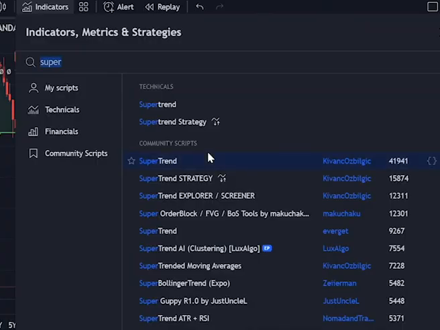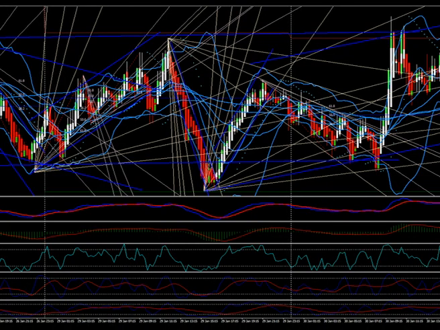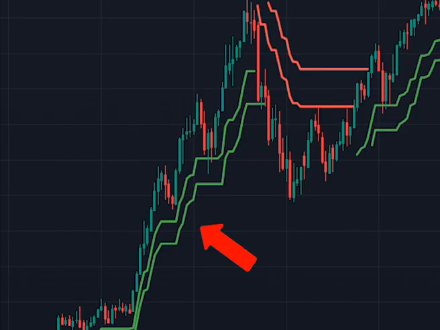Sadly, I'm too broke to afford TradingView Essential, so I can't have more than 2 indicators on my chart, but I can backtest with as many indicators as I want. Imagine an extra super trend. When the 3 super trends are all bullish, you enter a long, and when the 3 super trends are all bearish, you enter a short. You exit when one of the super trends changes direction.